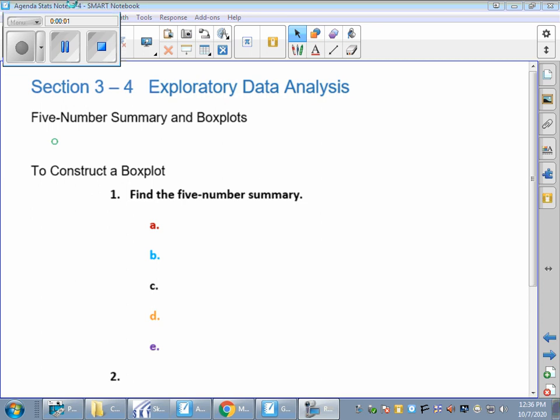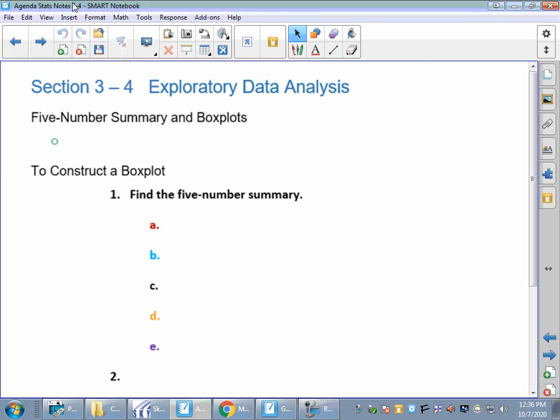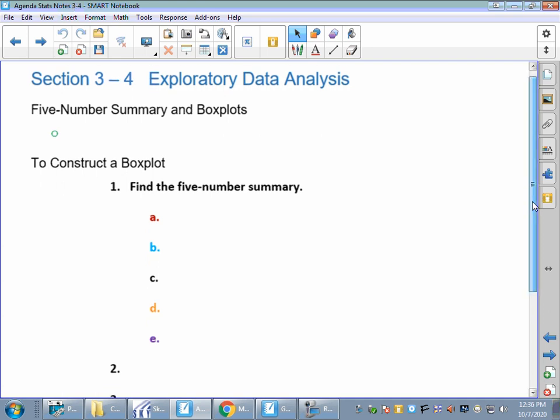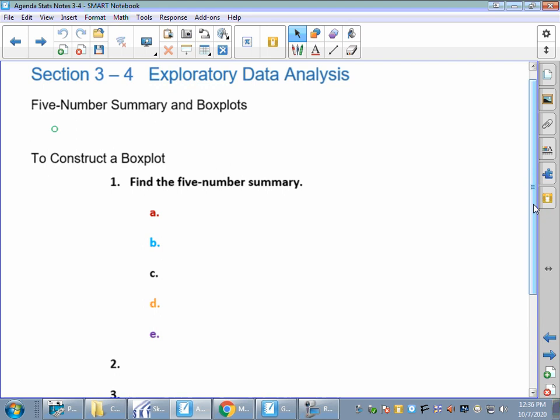Hello there, statisticians. We have got a short little section 3-4, exploratory data analysis. It's actually 5-number summaries and box plots. The 5-number summaries we've pretty much already calculated in this chapter, and box plots are a nice, neat little visual representation of our data. And I know I've said before it's going to be short. This one's going to be short for sure. So, 5-number summaries and box plots.